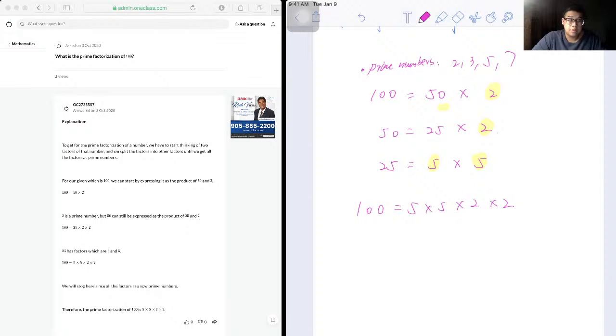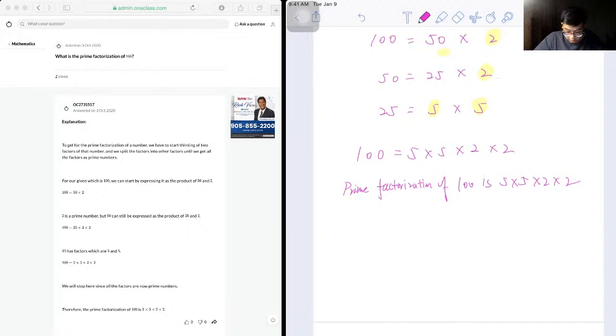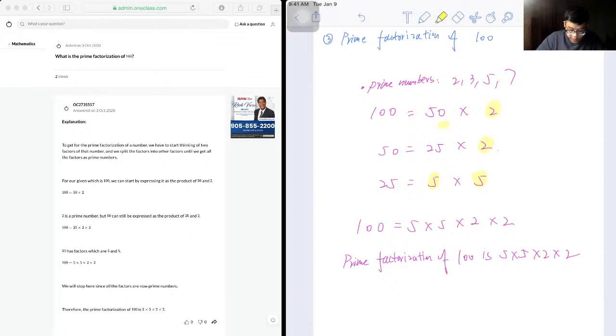And I'll just write it down. So prime factorization of 100 is 5 times 5 times 2 times 2. Yep, so that's the answer for the question.